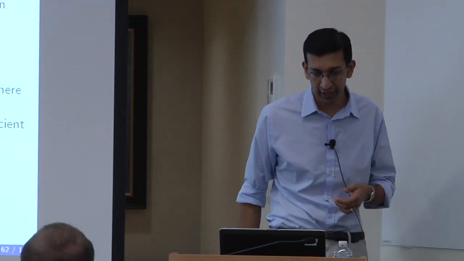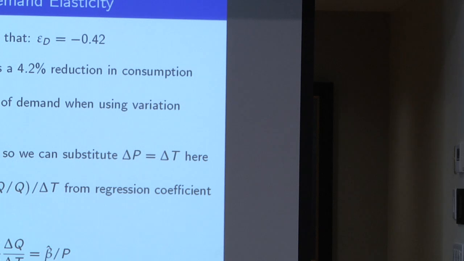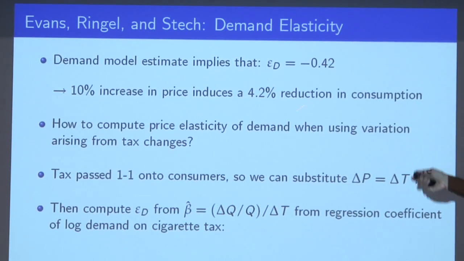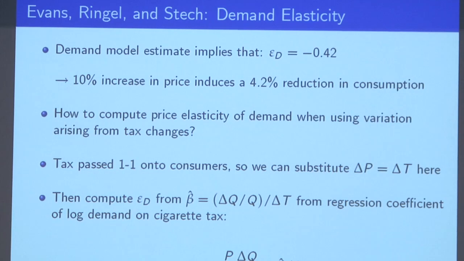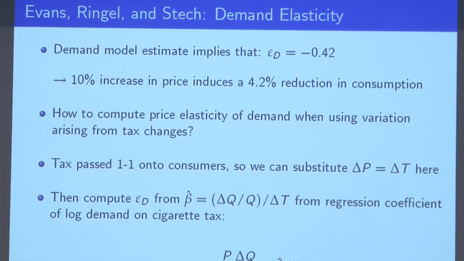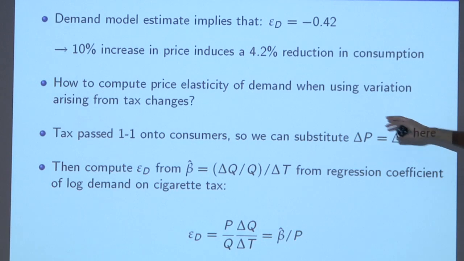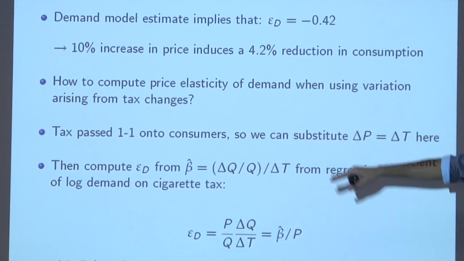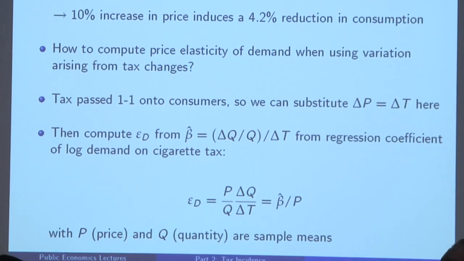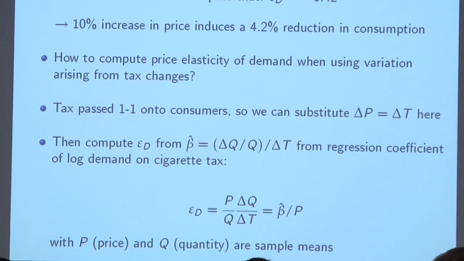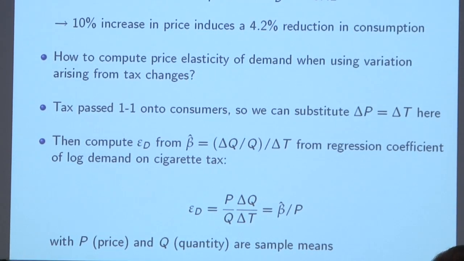So, okay, how do we get the price elasticity of demand? What they're finding is that the elasticity of demand is minus 0.42. That is, a 10% increase in the price induces a 4.2% reduction in the consumption of cigarettes. How do we compute the price elasticity of demand when using variation from tax changes? Okay, so in this case, it's very simple because we have exactly this situation here where delta P equals delta T. So I have the $1 increase in the tax, and I know that that's exactly the increase in the price that the consumer faces.